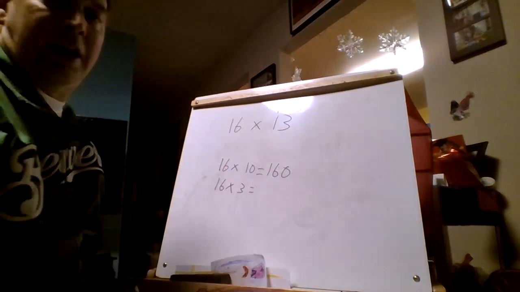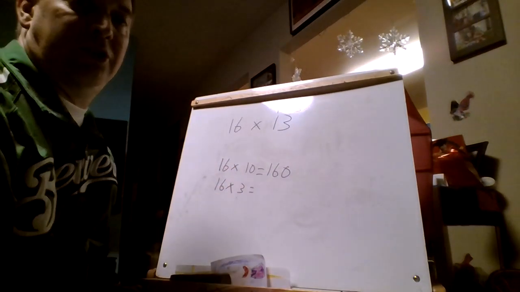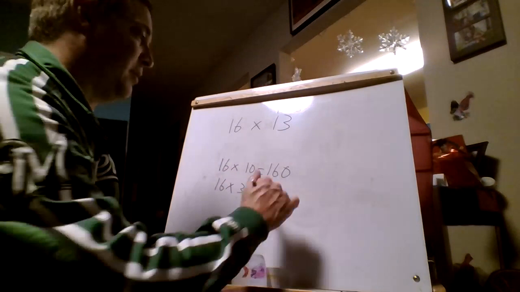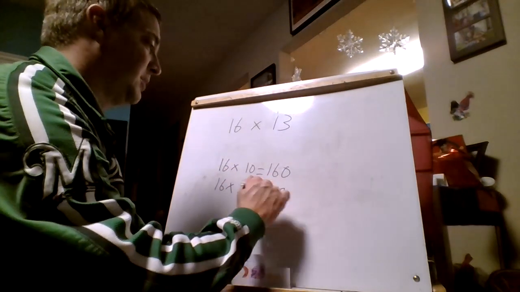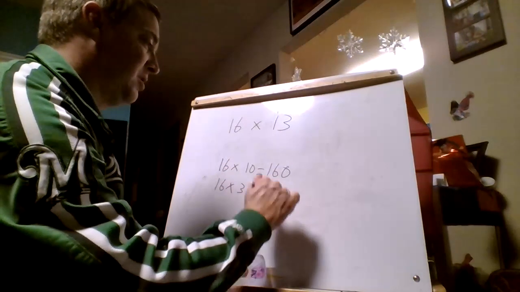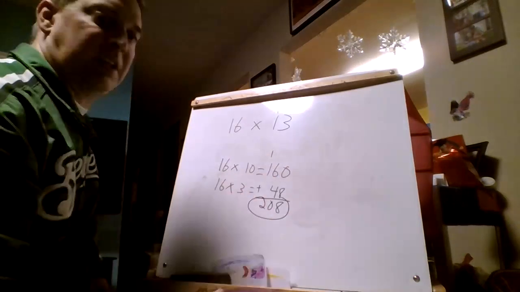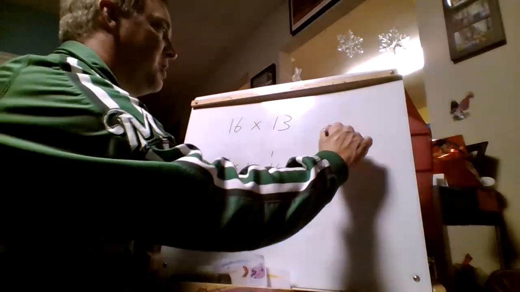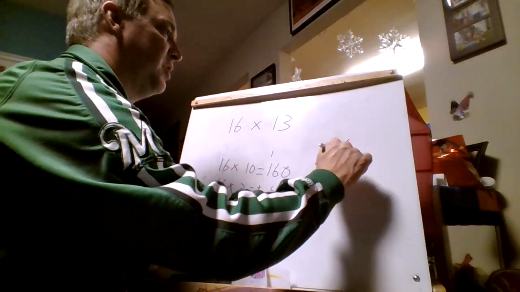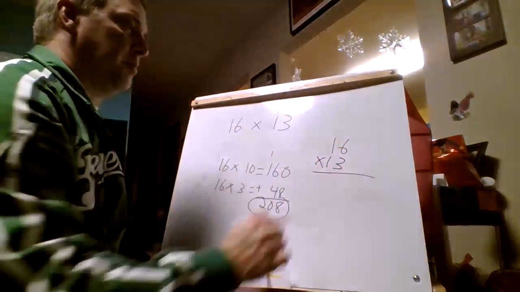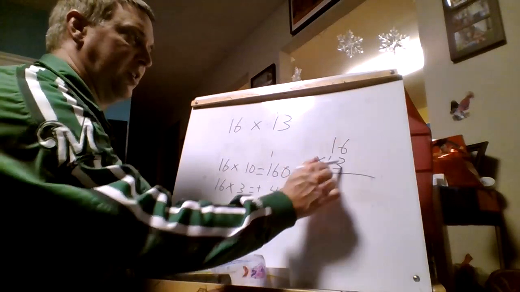16 times 3, I know that 16 times 2 is 32. If we add 16 onto that, we get 48. If you add together, you get 8, 10, carry the 1, so you have 208. Now with the standard algorithm, you'll be doing 16 times 13. Again, we're going to multiply. The first one, we're really doing 16 times 3.